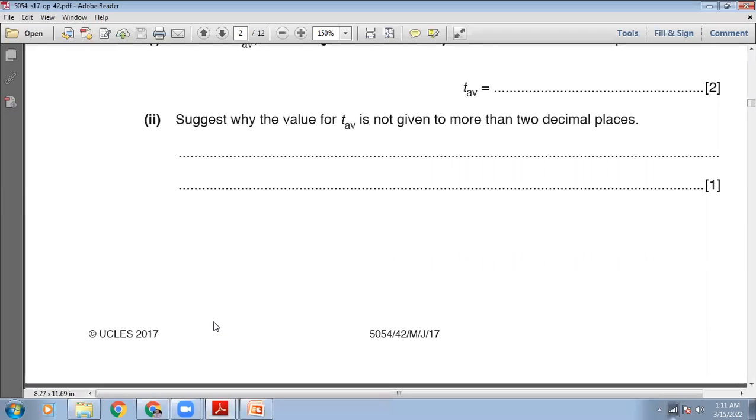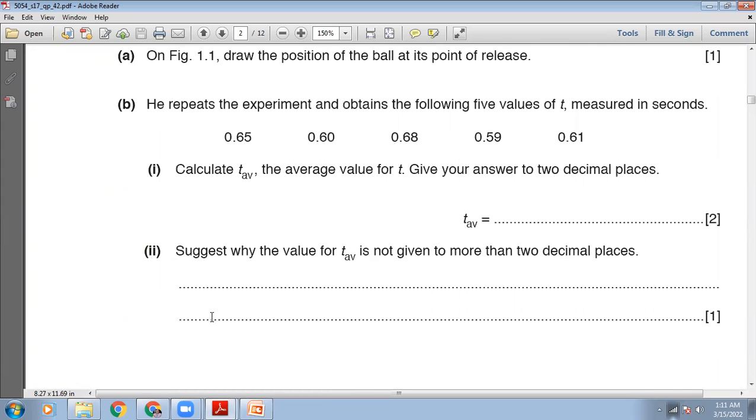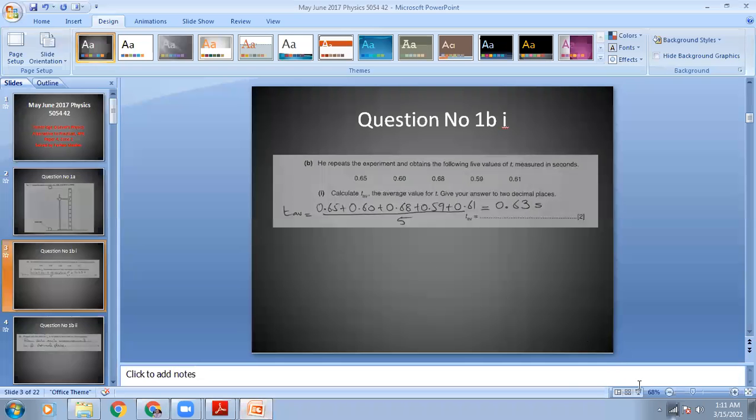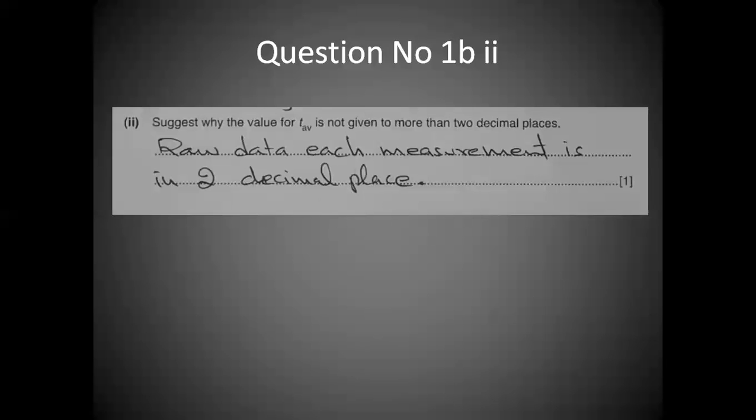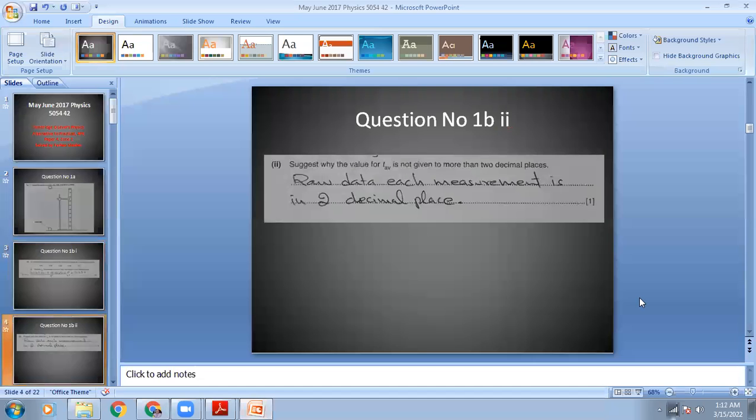Okay. Then they say, suggest why the value for t average is not given to more than 2 decimal places. We keep the t average value to 2 decimal places. The reason is, look at your data. The raw values which are given in your data, they all are in 2 decimal places. So your average value should also be in 2 decimal places. The answer which we have written for this question is: raw data, each measurement is in 2 decimal places. So that's the reason.